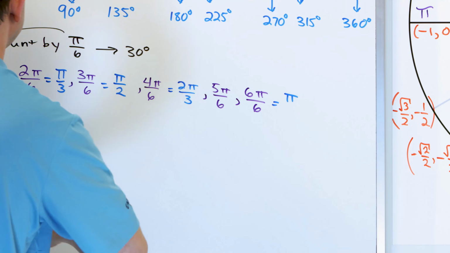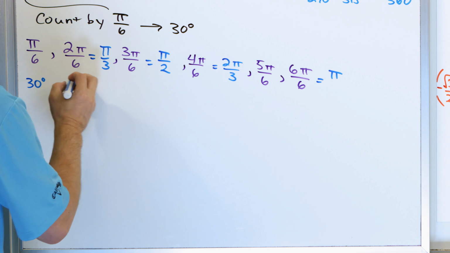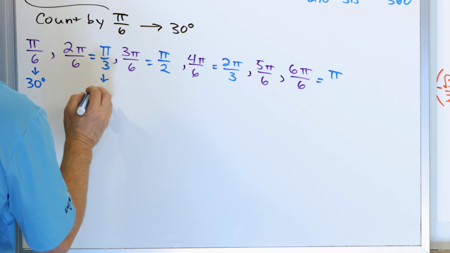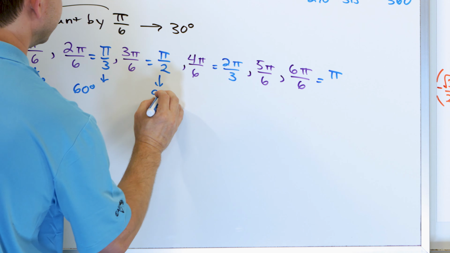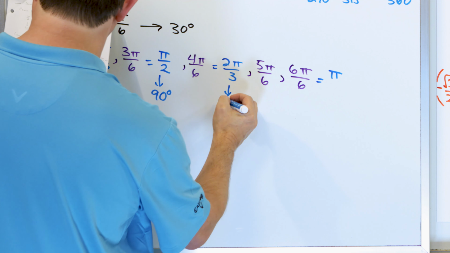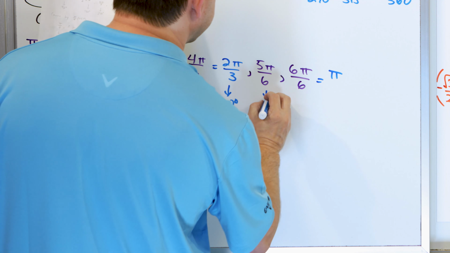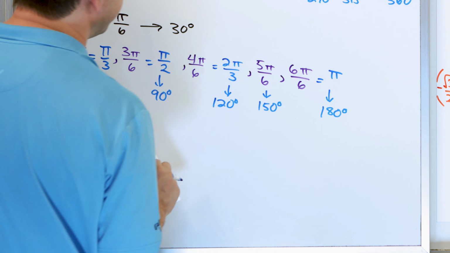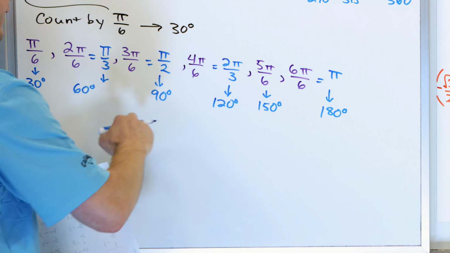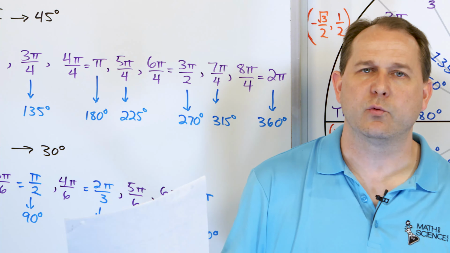So just to bring it home, I will write them down underneath. This is going to be 30 degrees here. Then this is going to be 60 degrees. Then this one is 90 degrees. Then this one is, let me double check, 120 degrees. Then this one is 150 degrees. And this one is 180 degrees. So these are how you get the degree equivalency.